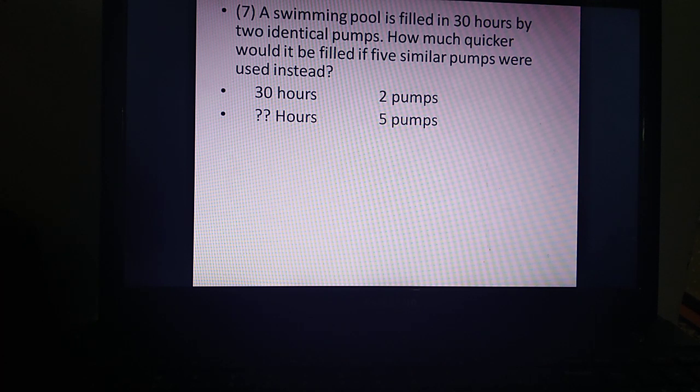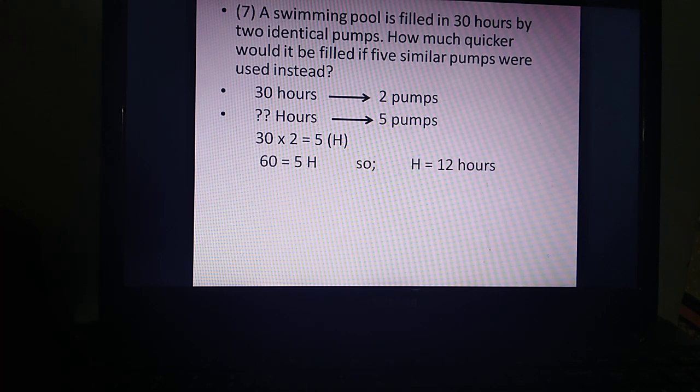30 hours are needed if I have 2 pumps. How many hours are needed if I have 5 pumps? Now, I need less time because I have more pumps. We agreed on that. So this is inverse proportion and we need to do direct multiplication. عفوا, horizontal multiplication. ضرب أفقي. 30 multiplied by 2 is 60. 60 is equal to 5h. So h اللي هو عدد الساعات, the number of hours, is equal to 12 hours. إذا كان عندي 5 مضخات الوقت اللازم هو 12 ساعة بدل 30 ساعة.